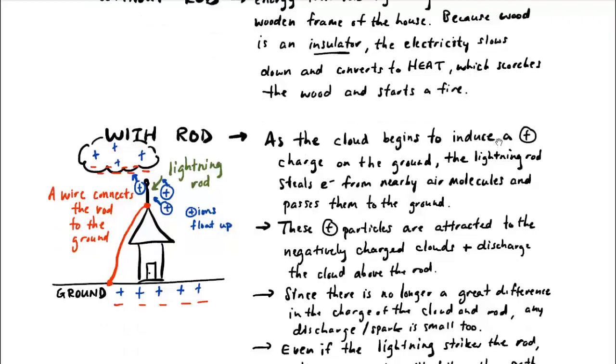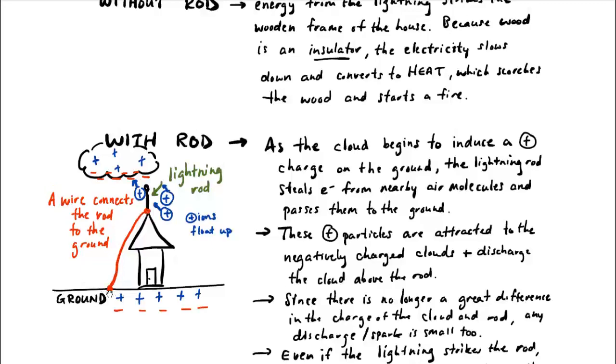As the cloud begins to induce a positive charge on the ground, so here's our cloud with our negative charges, and we're pushing the negative charges in the ground down. What happens is you've got the lightning rod attached to the top of the house, but also attached to a wire that connects to the ground. So you don't just have a metal rod sitting up there, you have a pathway for electrons to pass to the ground. Now, because of the negative charge here pushing electrons away, there's going to be just neutral particles floating around, little pieces of air and dust in the air and whatnot.